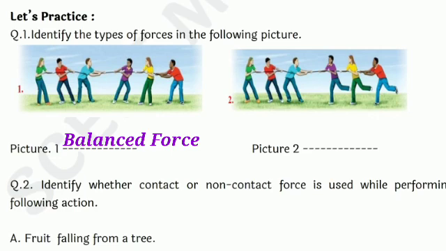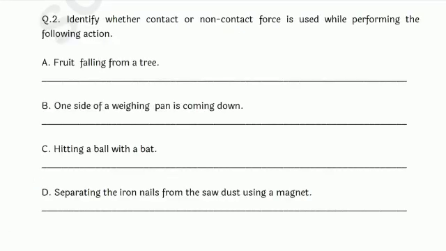Next, the force is more on one side, so the rope moves in that direction. These two forces are unbalanced because the rope moves in the direction of the higher force. That is the unbalanced force in the next picture. Question 2: identify whether contact or non-contact force is used while performing the following actions.